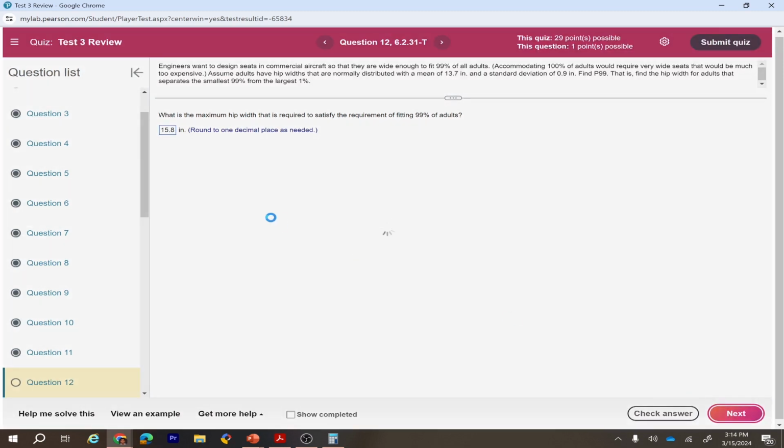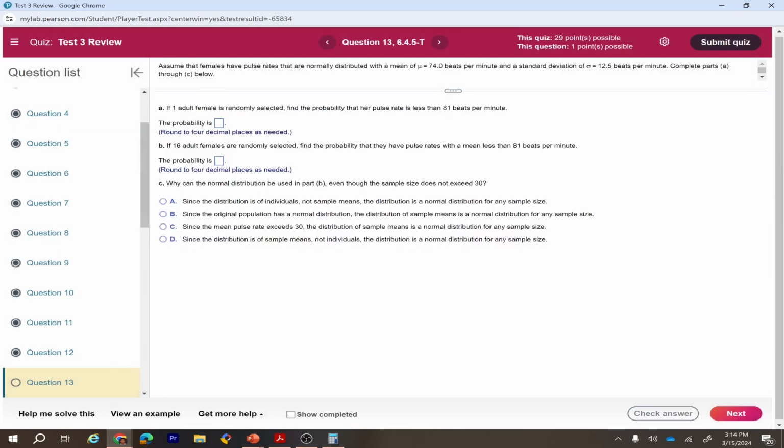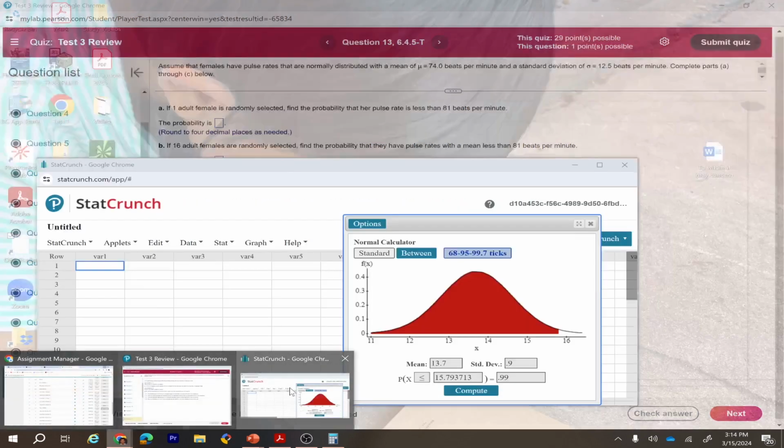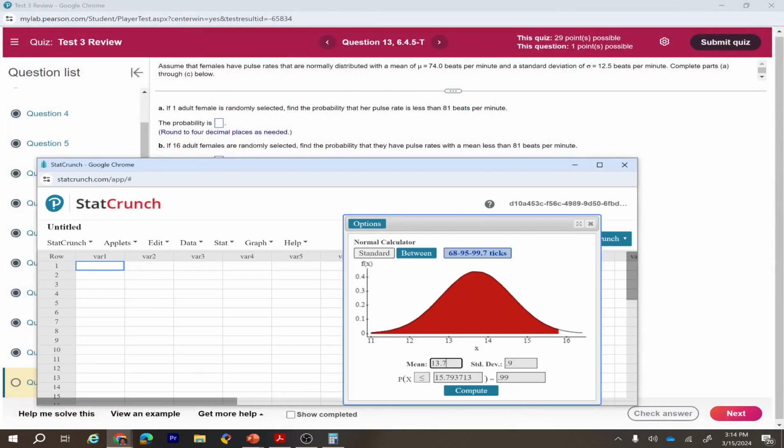Go to the next problem. Assume that females have pulse rates that are normally distributed with the mean 74 beats per minute and standard deviation 12.5 beats per minute. Complete part A through C. If one adult female is randomly selected, find the probability that her pulse rate is less than 81 beats per minute.